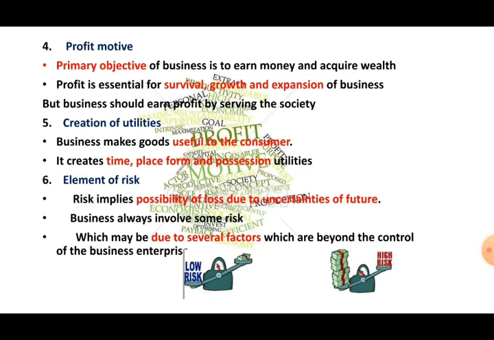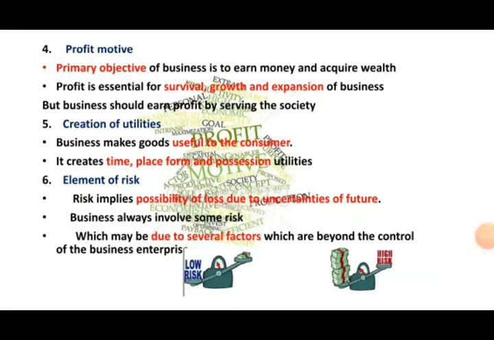Next feature is creation of utilities. Business makes goods useful to the consumer. Children, utility means usefulness. So a business should make goods useful to the consumer. He creates time, place, form and position utility. Form utility by changing the form of raw material to finished goods, which can be used by the consumer. Time utility with the help of warehouse. He keeps goods in the warehouse till the demand arises, and as soon as the demand arises, he supplies goods on time. Place utility with the help of transportation. He moves goods from the place of production to the place of consumption, that is to the consumers, with the help of transportation. Position utility he creates by transferring goods from the buyer to the consumers.